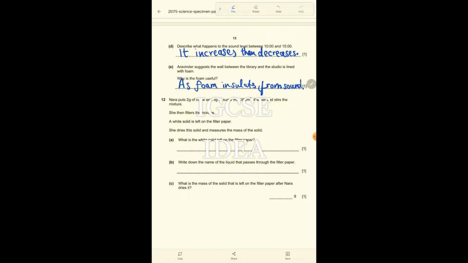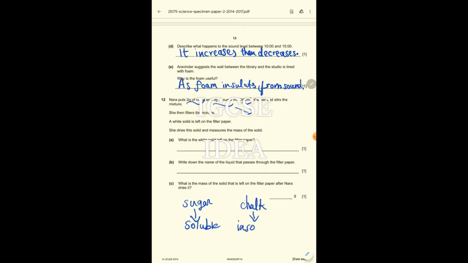Okay, so 2 grams of chalk, 3 grams of sugar into 30 centimeter cube of water. Now, sugar is soluble, whereas chalk is insoluble. So since chalk is insoluble, it doesn't mix with water. This white solid that's left on the filter paper is chalk. Write down the name of the liquid that passes through the filter paper. Now, since sugar is soluble, it mixes with water, it's probably sugar solution.